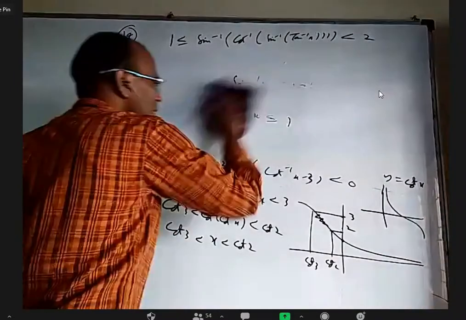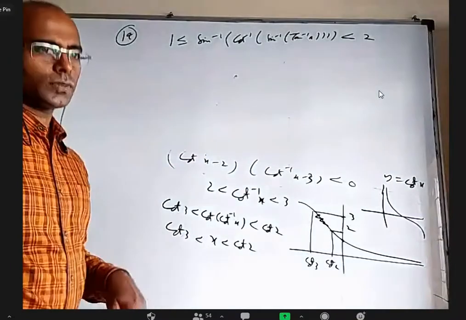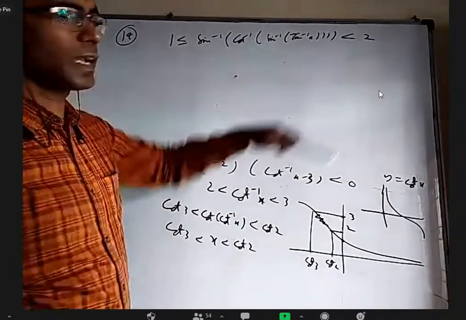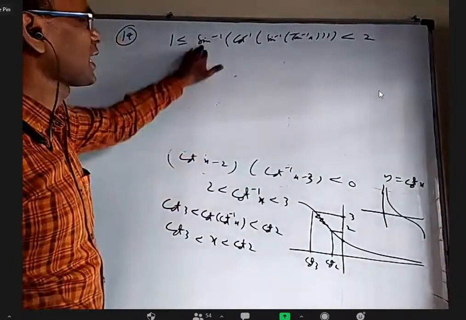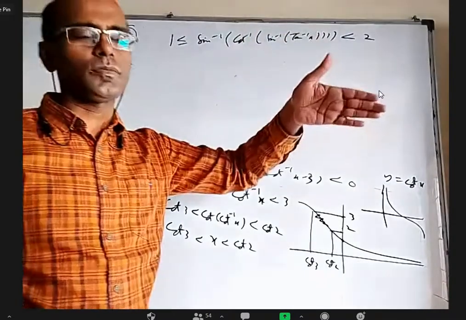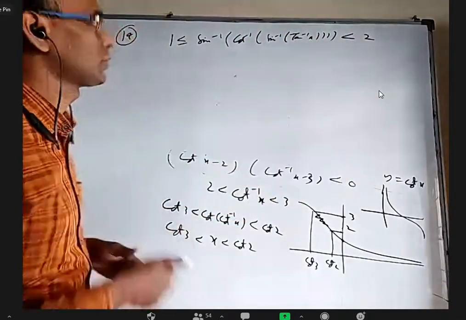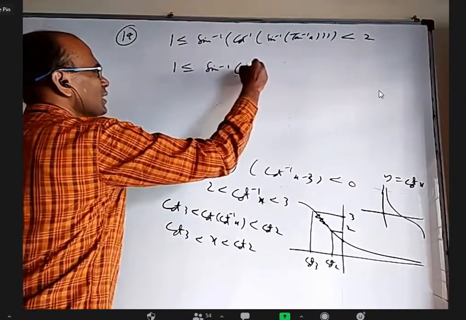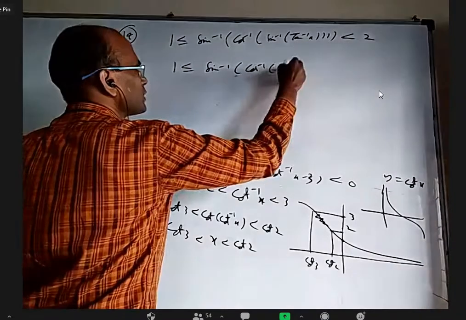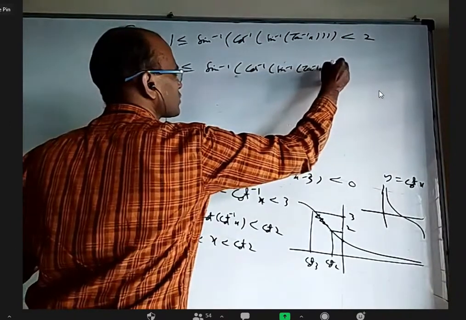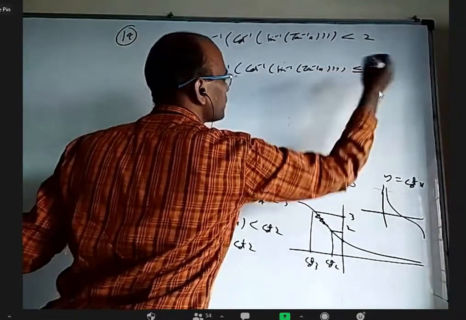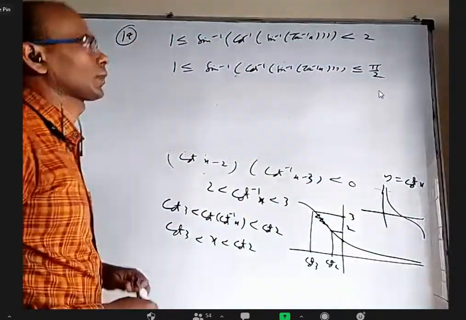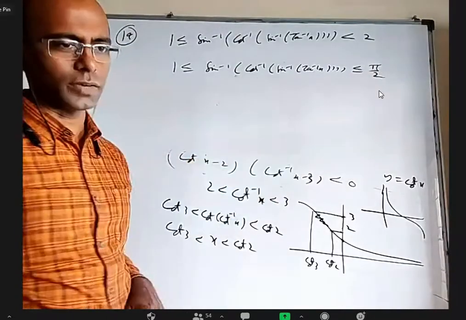In the same way, right in the beginning, one should not simply apply sine here and sine here, but understand that sine inverse of whatever you take, the maximum will be pi by 2, which is 1.57. Beyond that, it cannot go. So I'm going to write 1 less than or equal to cos inverse sine inverse tan inverse x less than or equal to pi by 2. Beyond that, up to 2, it cannot cover.